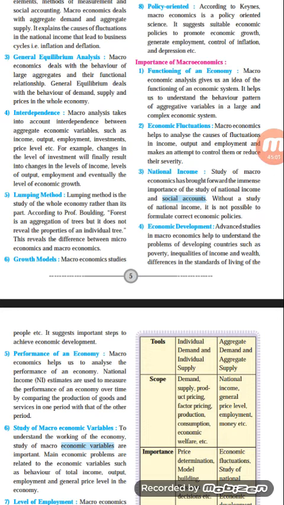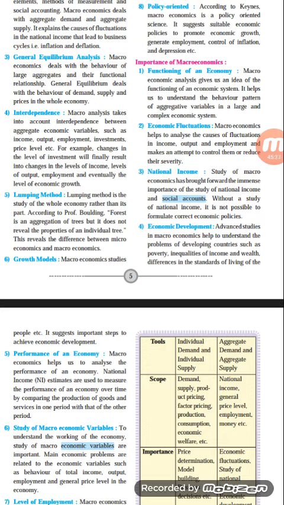Example given here in the lumping method, according to Professor Boulding, a forest is an aggregation of trees, but it does not reveal the property of an individual tree. Like in a forest, there are so many types of trees, but the forest doesn't reveal the identity of one particular tree that prevails in that forest. To understand it, we have to take that particular forest and derive the knowledge about the whole forest and not as an individual tree in that forest.